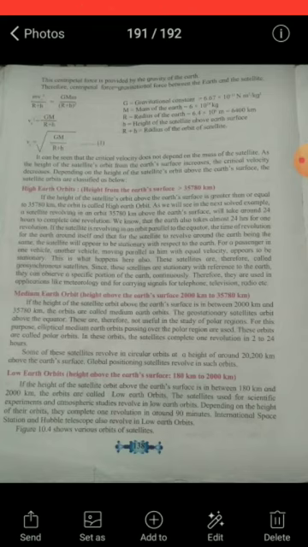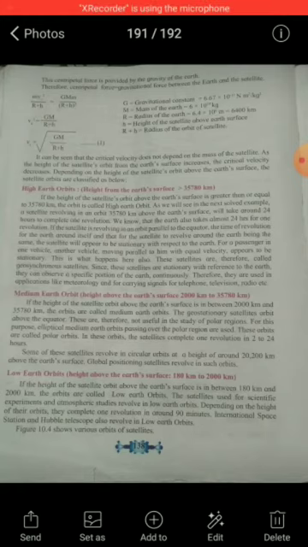The third type is the low Earth orbits, where the height above the Earth's surface is 180 km to 2000 km. The satellites used for scientific experiments and atmospheric studies revolve in low Earth orbits. Depending on the height of their orbits, they complete one revolution in around 90 minutes. The International Space Station and the Hubble telescope also revolve in low Earth orbits.